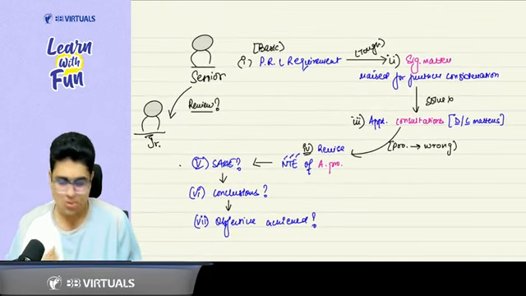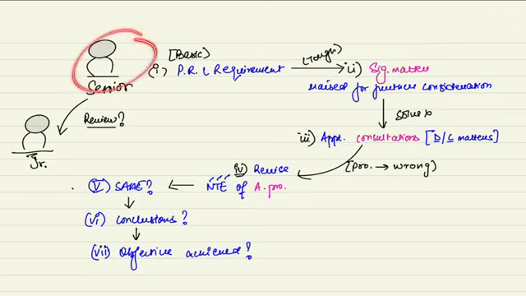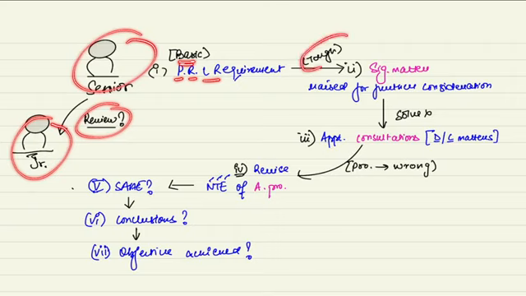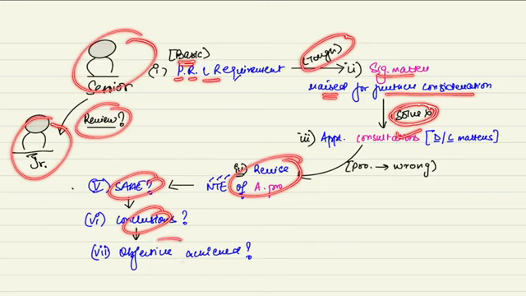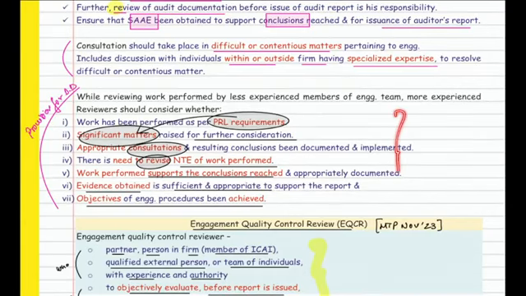So just remember, you just need to go with the flow. Whenever a senior is reviewing the work of a junior, first of all, he will check the compliance with basic requirement, that is professional standards, regulatory, legal requirement. If the junior found something tough, significant matters are raised for further consideration. If even the senior is not able to solve, take consultation. Revise the audit procedure, evidence, conclusion, objective achieved. So these are the same points which are given here.